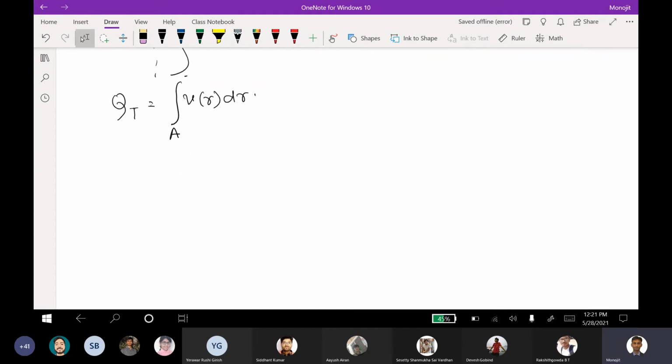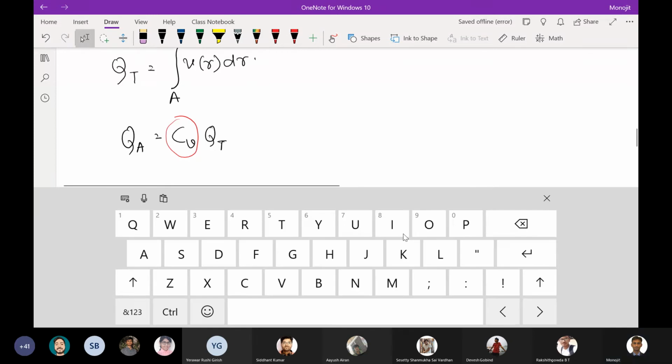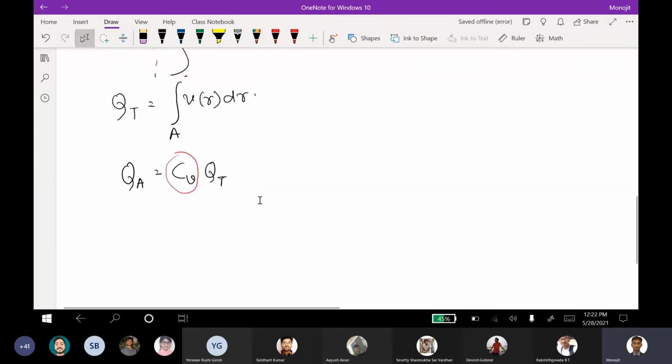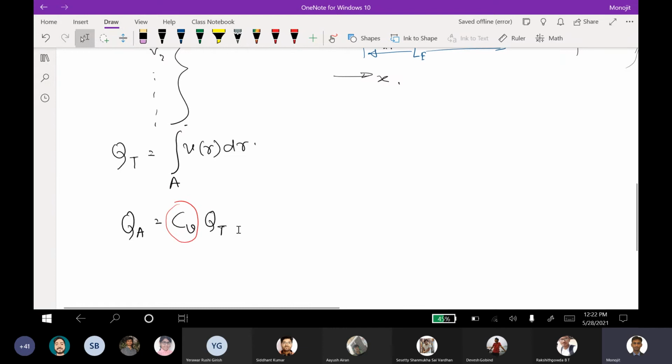Now there is a relation. It says the actual flow rate is a coefficient of the Pitot tube, people write it as CV, times QT. What is the significance of this CV? Why are Q and QT not the same? Why do the theoretical estimated flow rate and the actual flow rate that you will get differ? Because the fluid has some viscosity and we assume there's no viscosity. That is one of the reasons. There can be many factors.